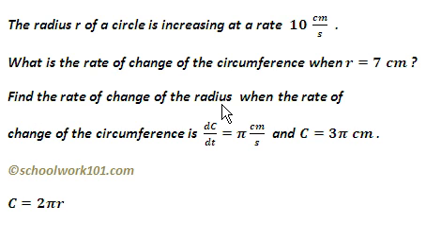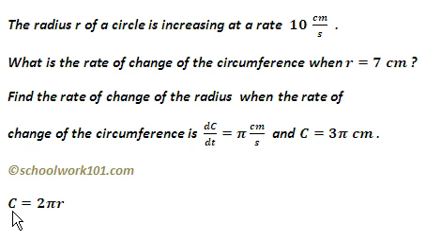It says find the rate of change of the radius, that would be dr over dt, when the rate of change of the circumference, which is dc over dt, is pi centimeters per second, and the circumference is 3 pi centimeters. So we got two different problems just like in the last problem, all in one. But let's look at the first one again. The radius r of a circle is increasing, so dr over dt is 10 centimeters per second. What is the rate of change of the circumference, dc over dt, when r is equal to 7? So we're just plugging some numbers in.